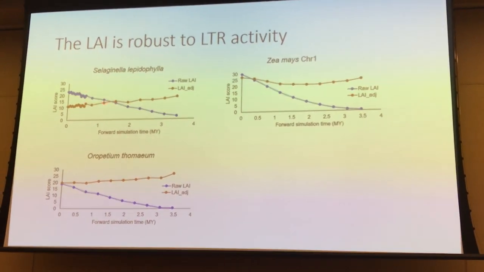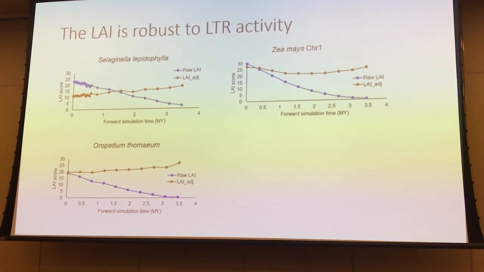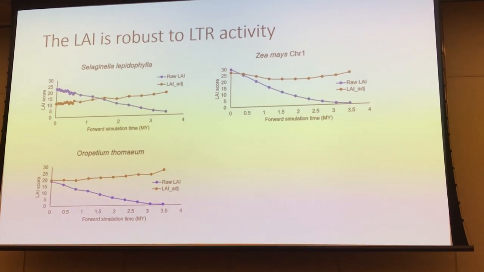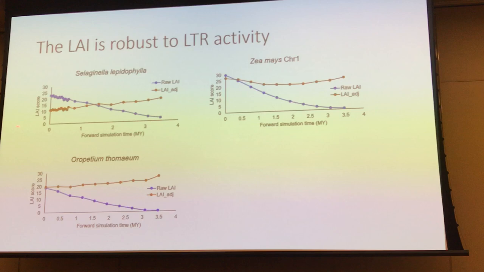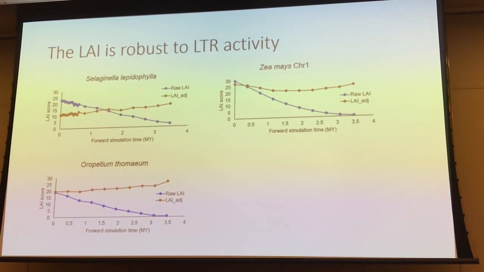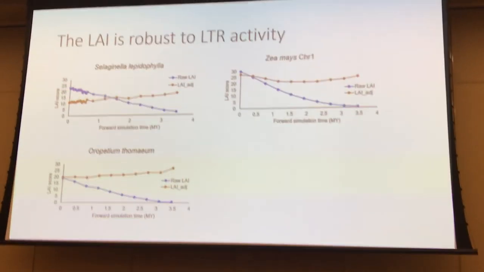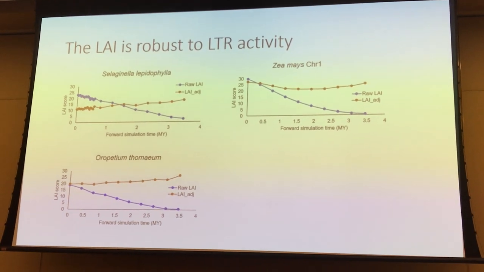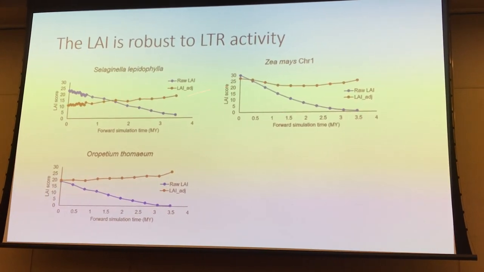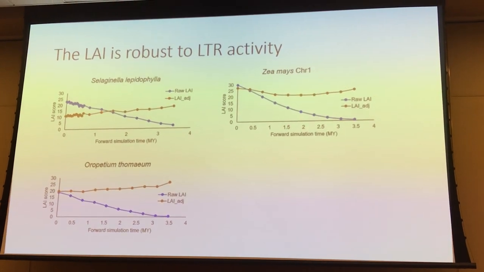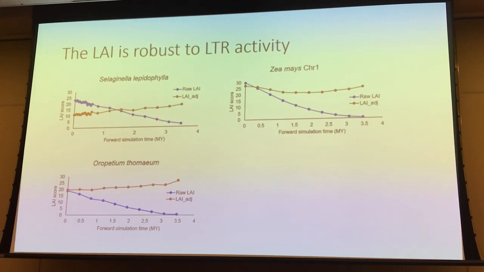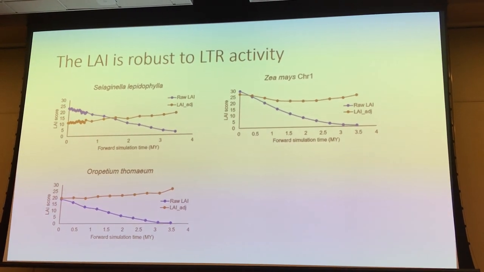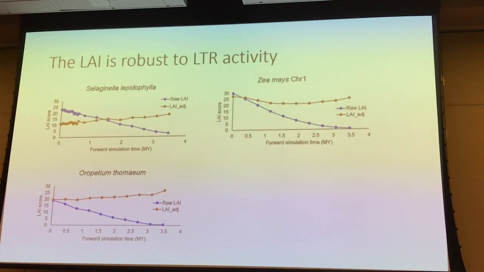I also use whole genome forward simulation to benchmark the performance of LAI. Basically, I chose a couple of high quality plant genomes and randomly cast mutations on these genomes to different degrees. Each dot is one simulation. And for these mutations, you can translate them back to time in million years. The longer the evolution, the more the LTRs will be degraded and not detected anymore, which represents the degradation of the LTR trend. You can see the raw LAI decreased linearly, but the LAI itself does not change that much, which means the LAI after correcting for LTR activity is very robust to this LTR activity.